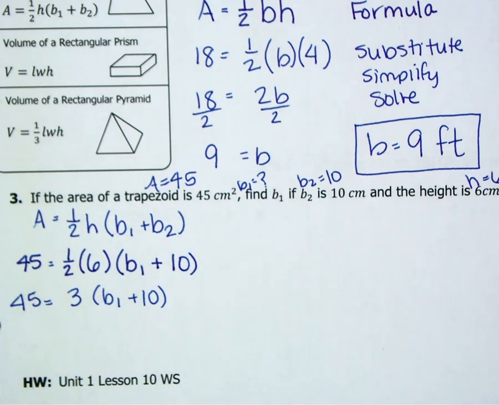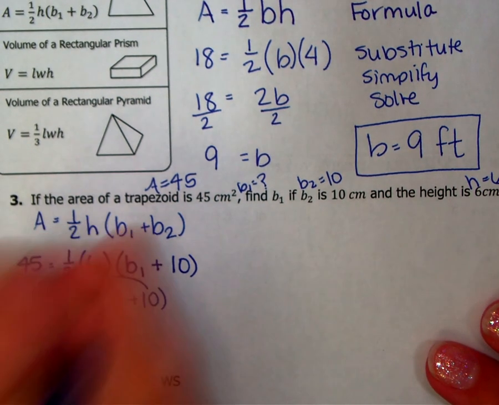You could subtract 3. Not subtract, but it is with the 3. We could divide both sides by 3. If we divide both sides by 3, that makes it a little bit simpler. We'd have 15 equals B1 plus 10. If you wanted to do that, it works.